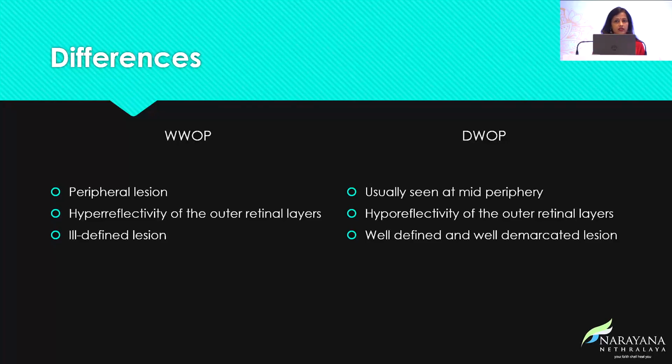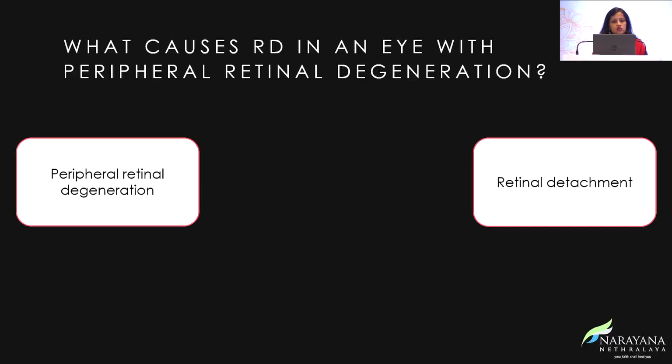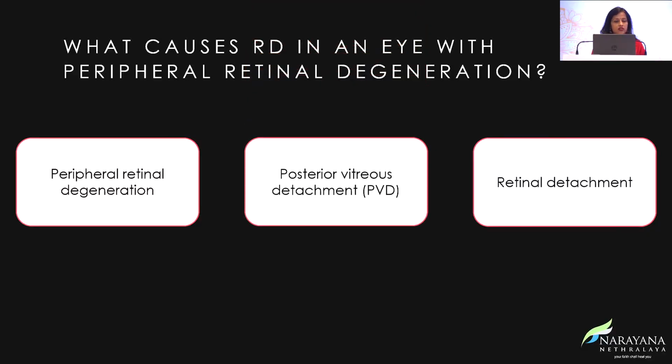So, what causes RD in an eye with peripheral retinal degeneration? Well, it occurs because there is PVD. So, the main culprit here is posterior vitreous detachment. That is something your patients are going to come to you with floaters and flashes. You cannot ignore these patients because we tend to get irritated that they are saying this is moving, that is moving. People come with diagrams of the shapes of the floaters also. So, that is how distressed they are.